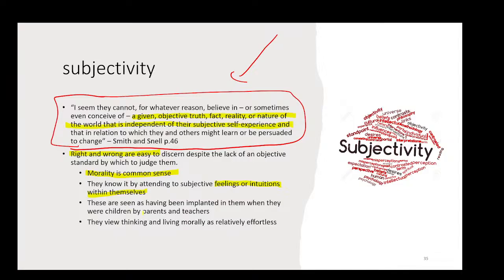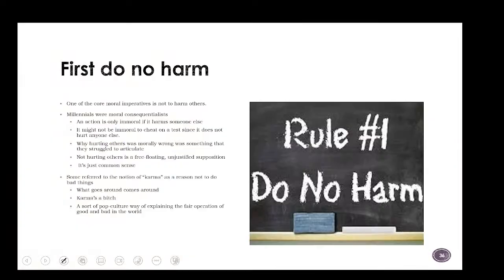Where does it come from? Well, parents, teachers implant it when they're young. Why those parents or teachers should have any moral authority to teach anything, again, is not particularly understood or thought about. It's just there. And millennials tend to think of living morally as something that's relatively effortless, right? You just attend to your feelings, and you do what feels right, and there you arrive at the right thing. Okay.